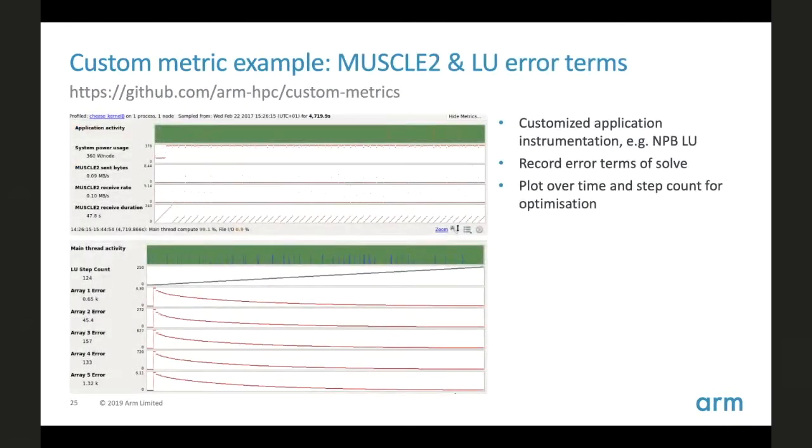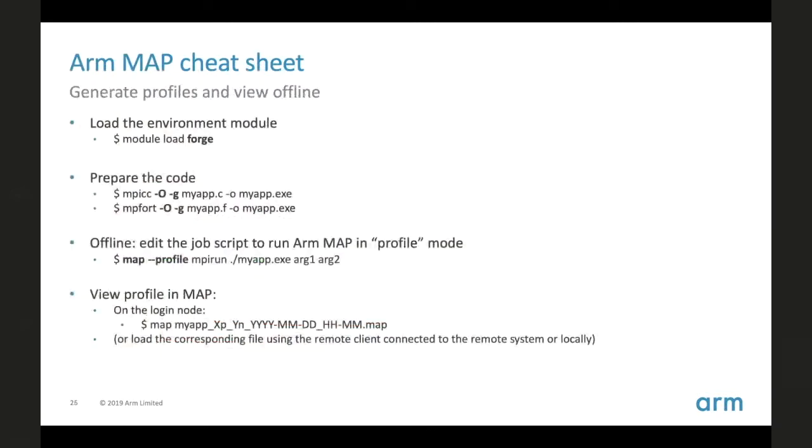Oh, here you go. So this is showing error terms from this MUSCLE2 code, where we have an LU solver, and I can actually watch the error in the arrays dropping off over time as the LU step count increases. Generic cheat sheet.